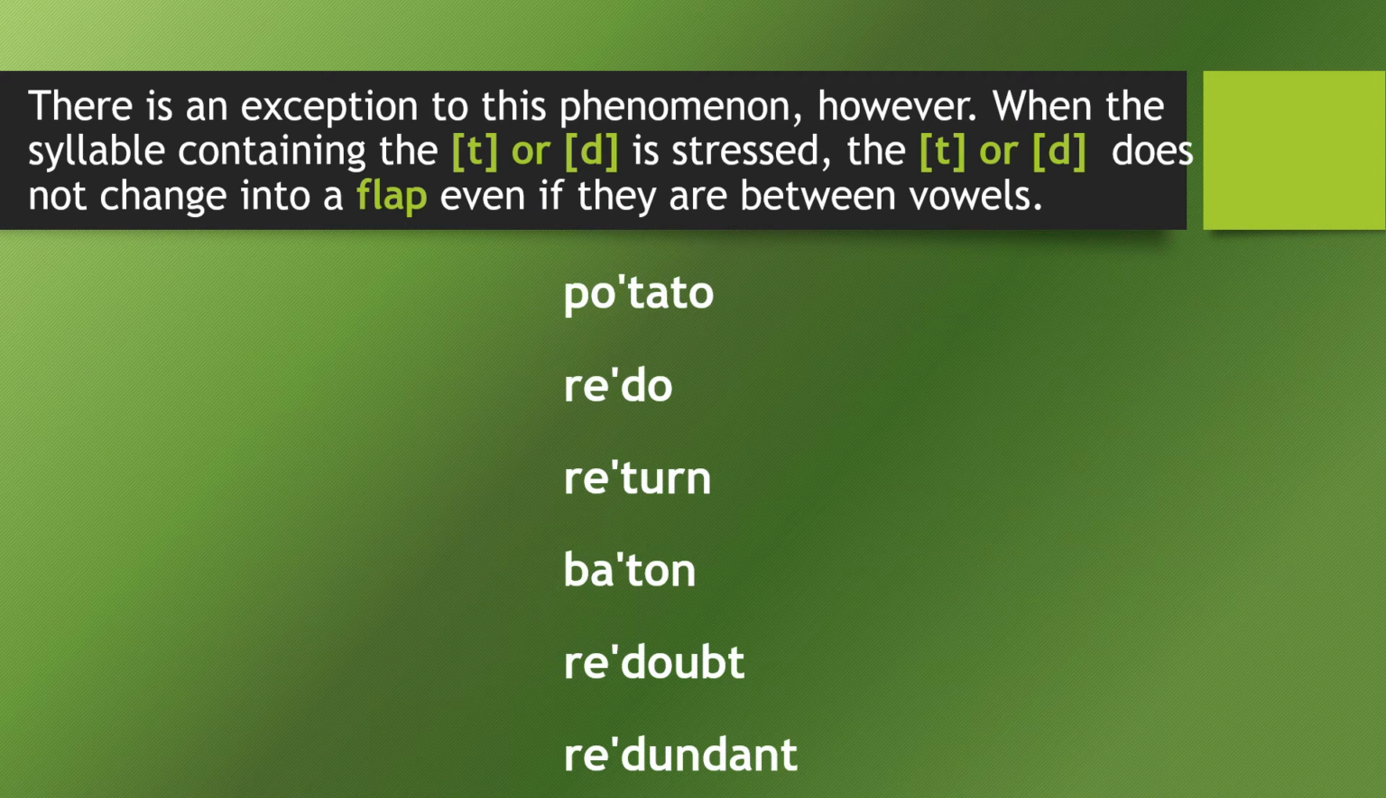There is an exception to this phenomenon, however. When the syllable containing the phoneme t or d is stressed, the phoneme t or d does not change into a flap, even if they are between vowels. For examples: potato, redo, return, baton, redoubt, redundant.